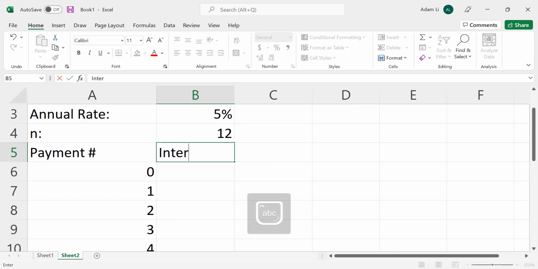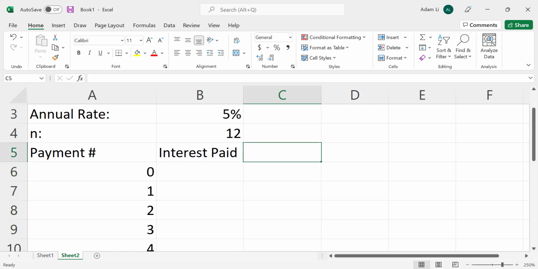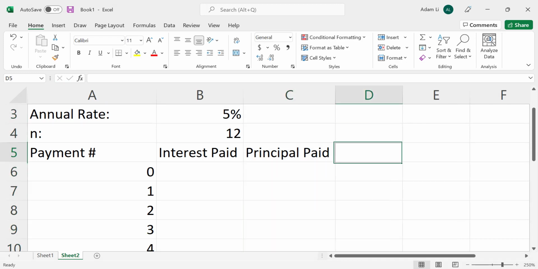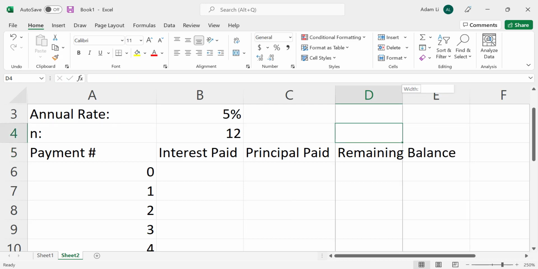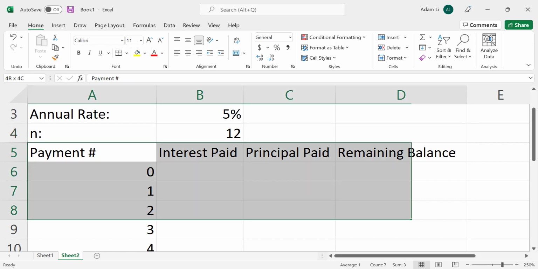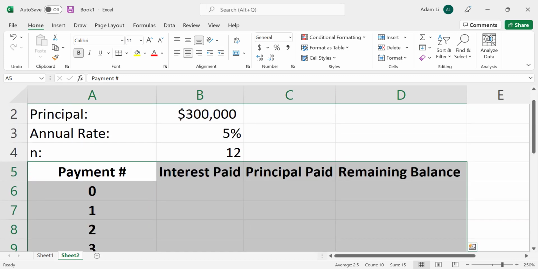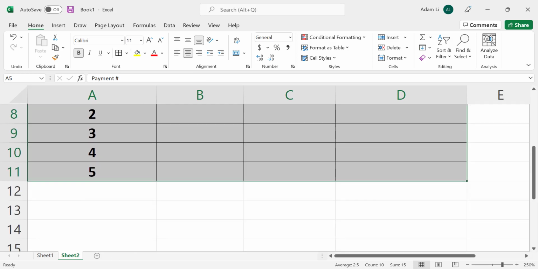After each payment, interest paid and principal paid. Then after that is the remaining principal, the remaining balance. And this table is what we call the amortization schedule. I'm going to just put it into the table form. Fully center, put all borders here. Okay, and we can get started on this.